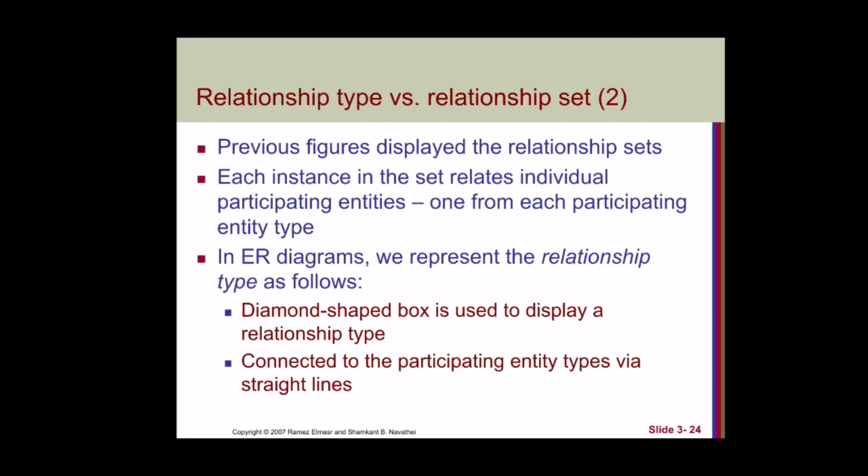In ER diagrams, we present the relationship type as follows. A diamond-shaped box is used to display a relationship type, and connections are used for expressing the relationship. Here we have connected to the participating entity types via a straight line. When we have a relationship between two entities, we use a straight line connecting the two entity types, and we say that there exists a relationship between these two entity types.